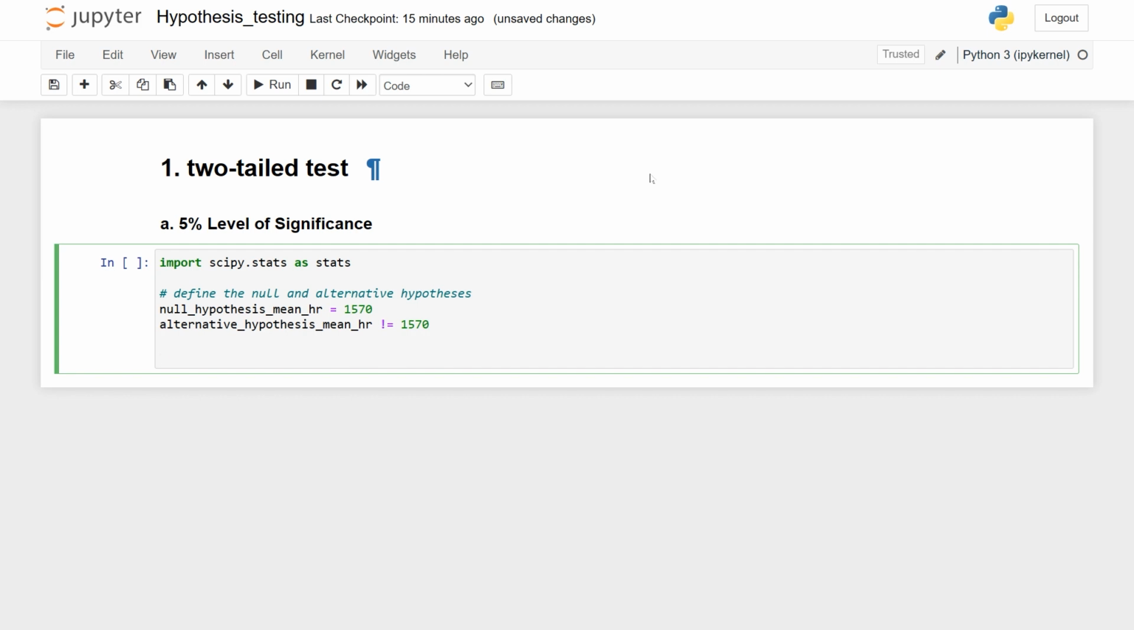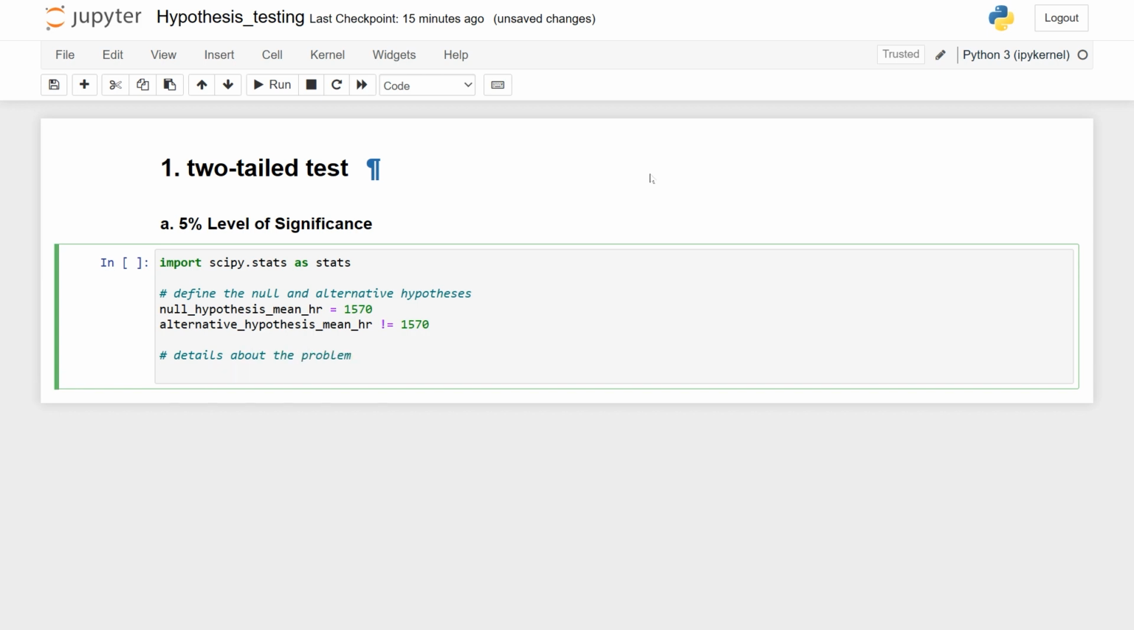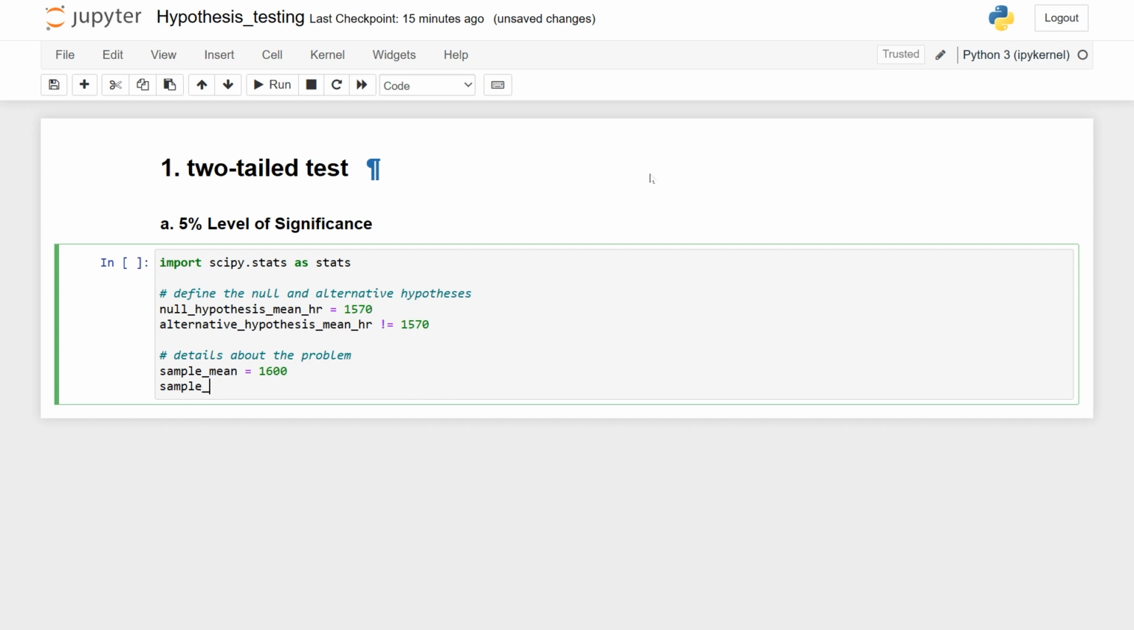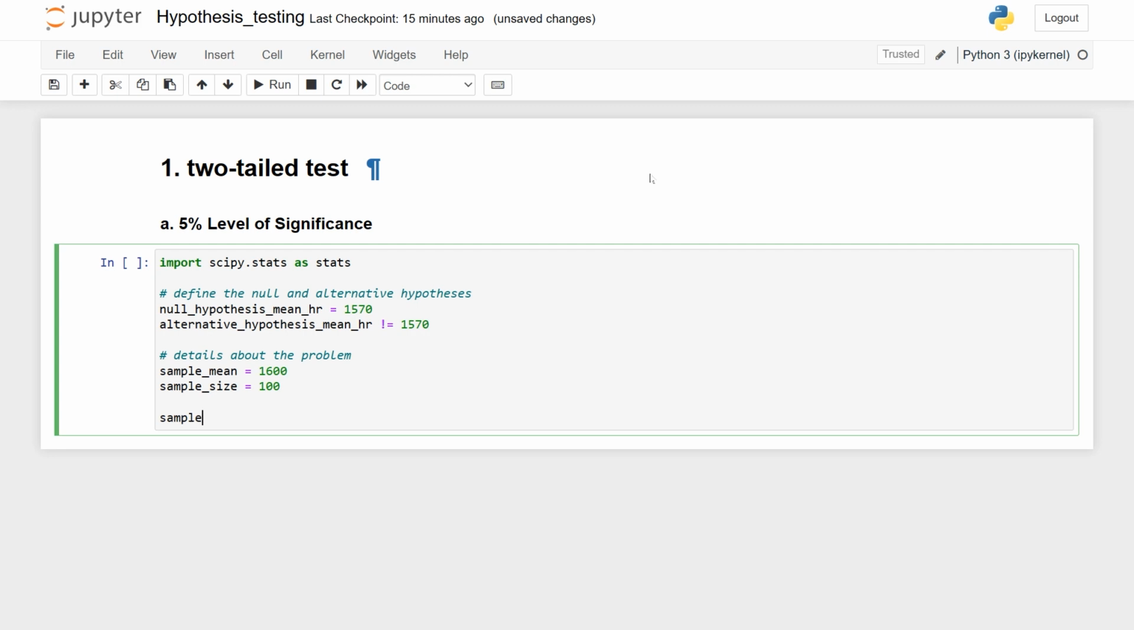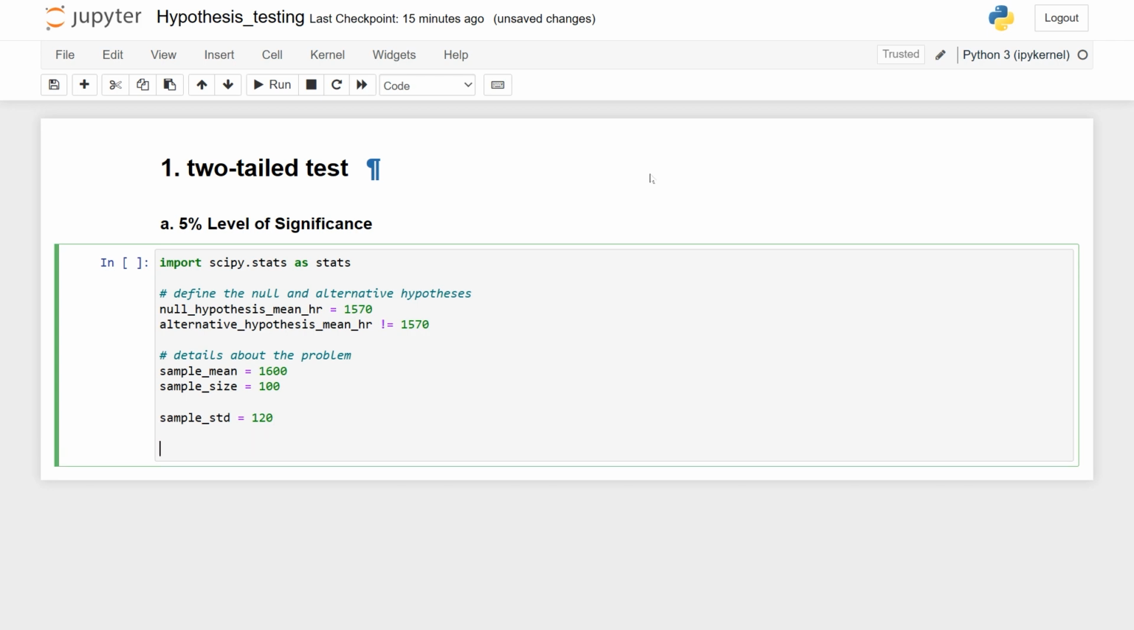So, data details about the problem. As we have discussed, the sample mean is 1600, and sample_size is known, 100 bulbs he has taken. And the sample standard deviation was also given: sample standard deviation, which is 120.